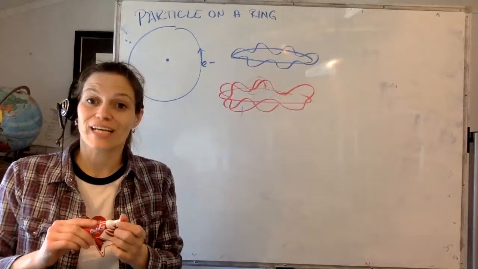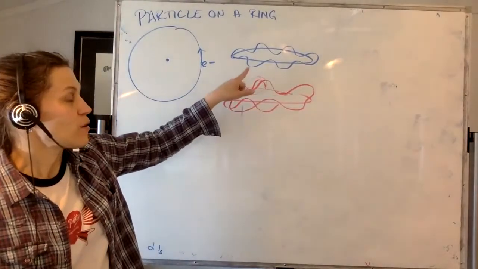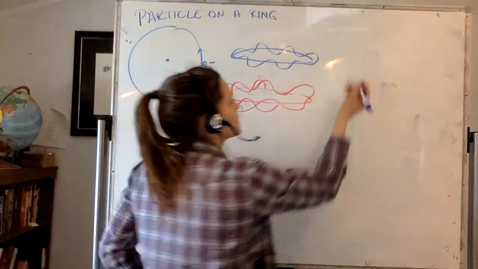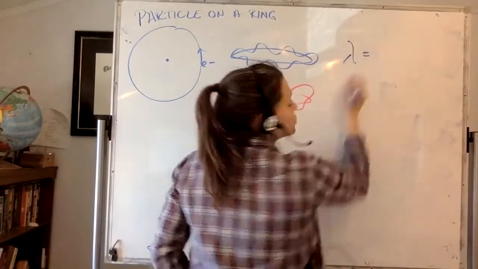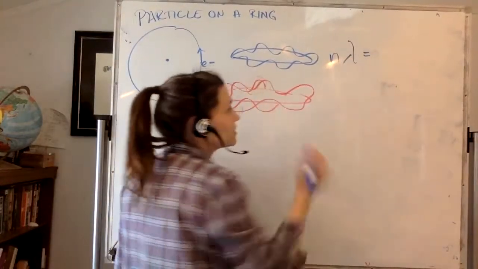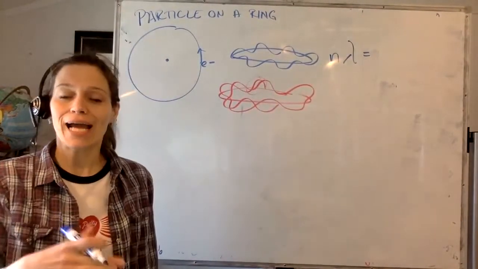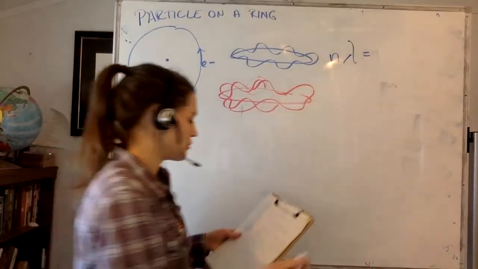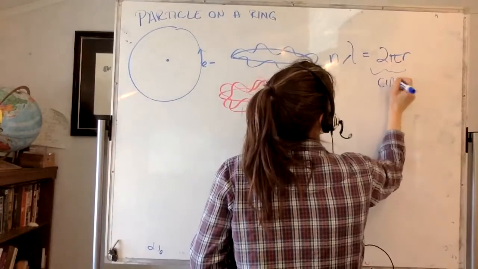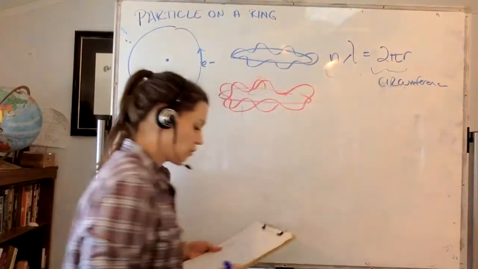So that means there's a condition that has to be met: the wavelength, lambda, times n, an integer number of wavelengths, 1 wavelength, 2 wavelengths, 3 wavelengths, has to equal the circumference of the circle. So 2 pi r. It has to be an integer value of wavelengths.